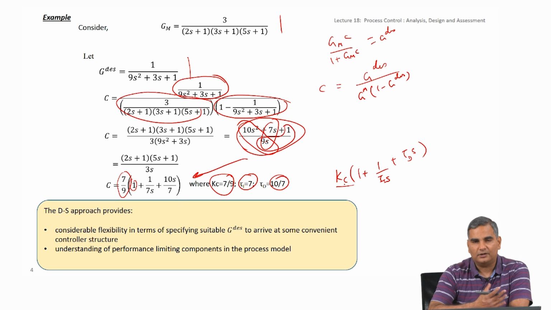So, what are the components of the process which I have to take special care of, and what are the components of the process which will allow me to get good control, and what are the components of the process which will inhibit or prohibit great control and so on. It is something that you can easily understand from this very simple idea of direct synthesis.